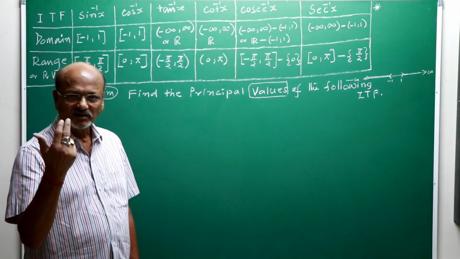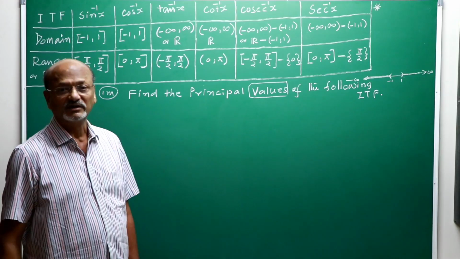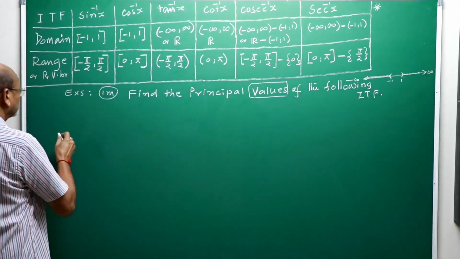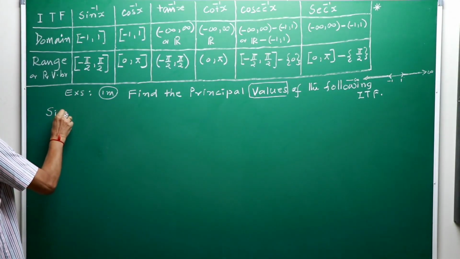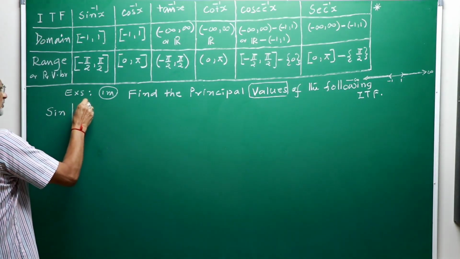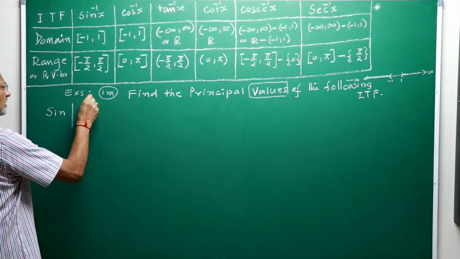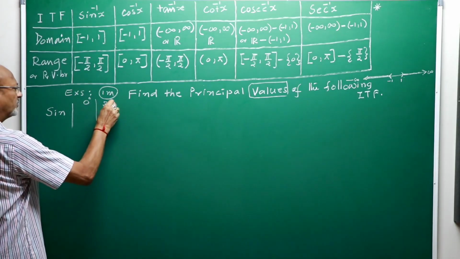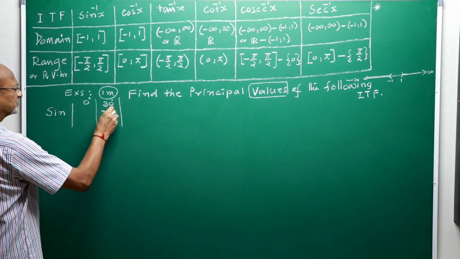There is another way to remember that tabular form very easily. If you want, you can write it, my friends. For the sine, I start with the values. It is 0 degrees. It is 30 or pi by 6.